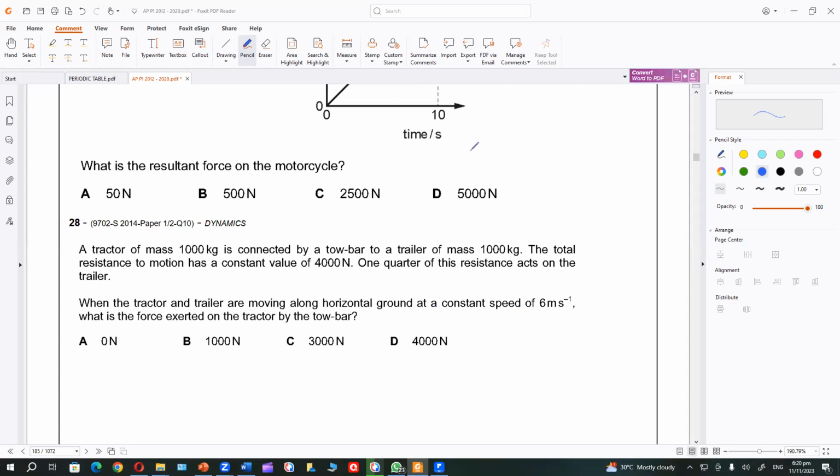A tractor of mass 1000 kg is connected by a tow bar to a trailer of mass 1000 kg. The total resistance to motion has a constant value of 4000 Newton. 1/4 of this resistance acts on the trailer.